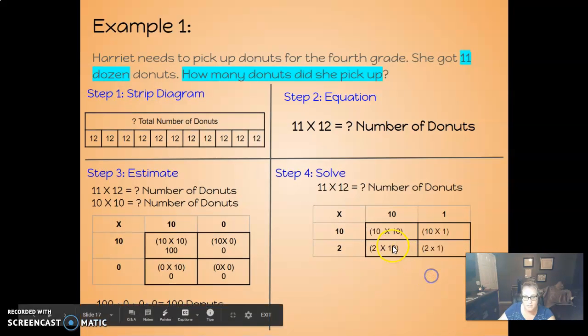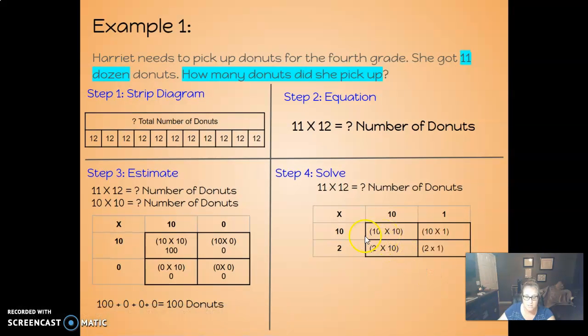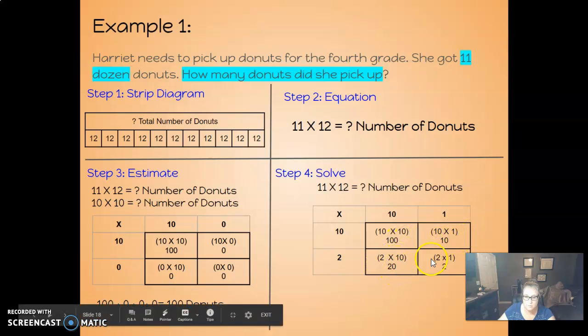Again, I'm going to write down the problems I'm actually solving for. So in this box, I'm going to do 10 times 10. This box, I'm going to do 10 times 1. Over here, I'm going to do 2 times 10. In this final box, I'm going to do 2 times 1. Underneath each statement, I'm going to write the product. So 10 times 10 is 100. 10 times 1 is 10. 2 times 10 is 20. 2 times 1 is 2.